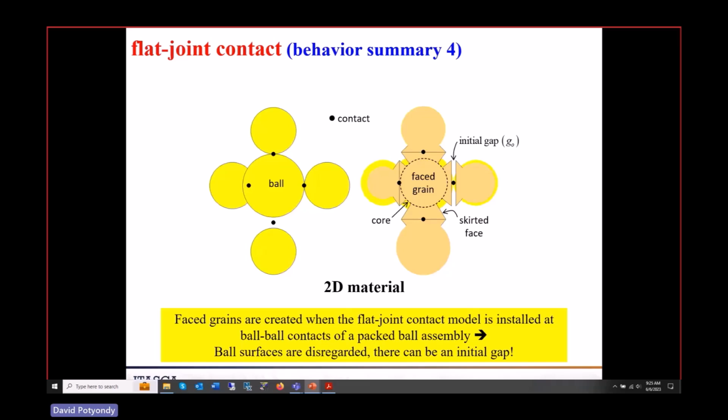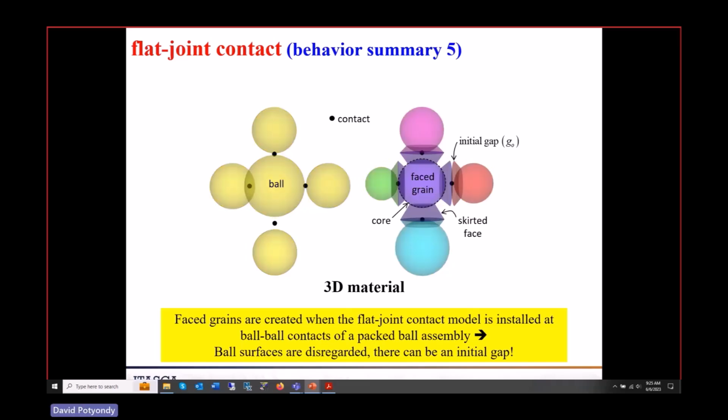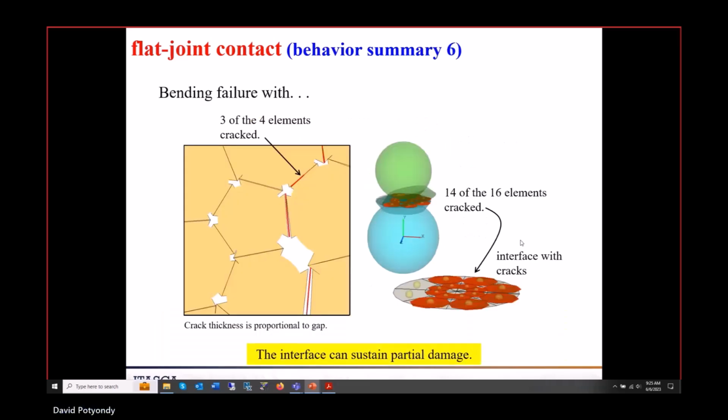Okay, this is what it looks like in 2D. This is what it looks like in 3D. You can see the same idea. Microstructurally, mechanically, the system is going to behave like this. Okay. Then they can start to fail individually.